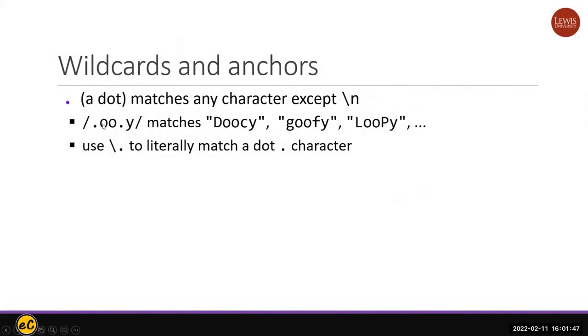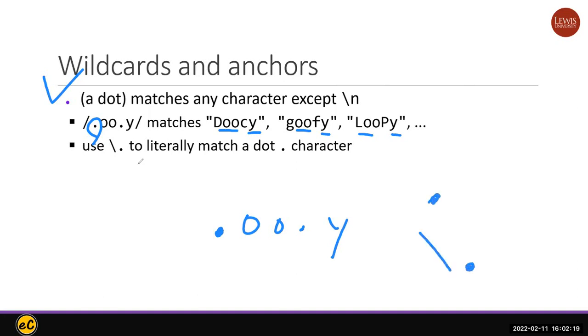Okay, so wildcard. A single dot means every character except the line-change mark or backslash F, some special characters. So here, any letter, OOY, OOY, OOY, this is a wildcard and anchor. Dot is any letter. Backslash dot is matching a literal dot.